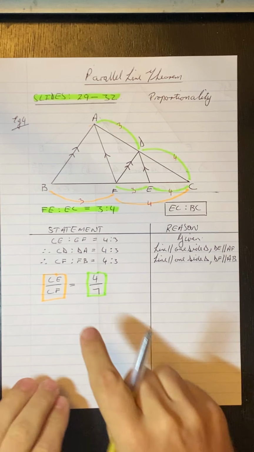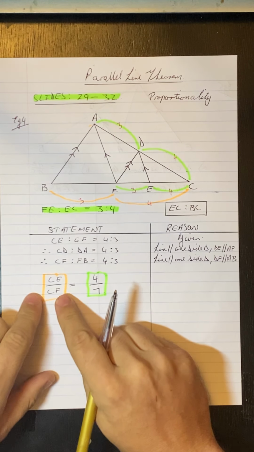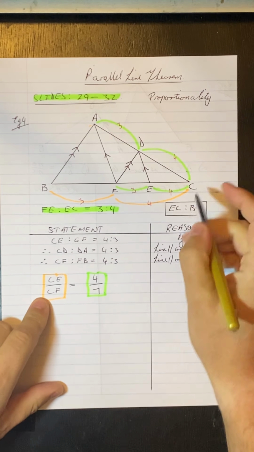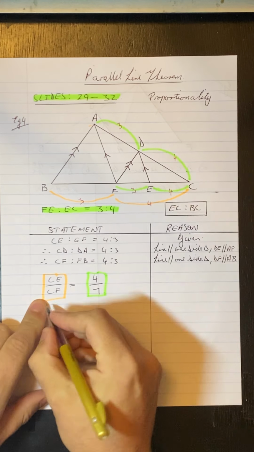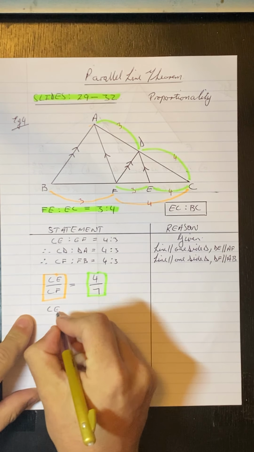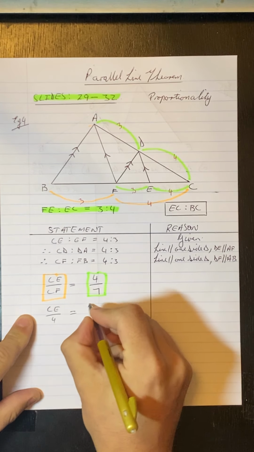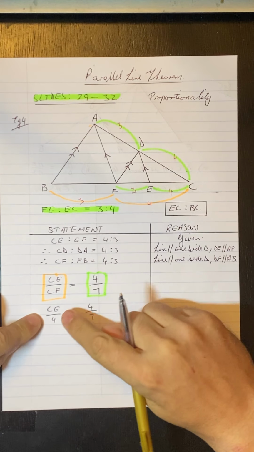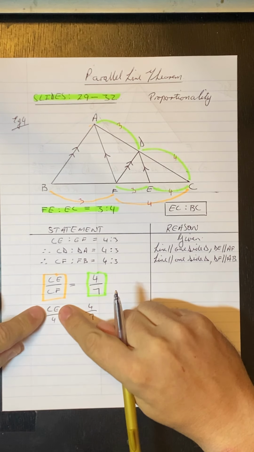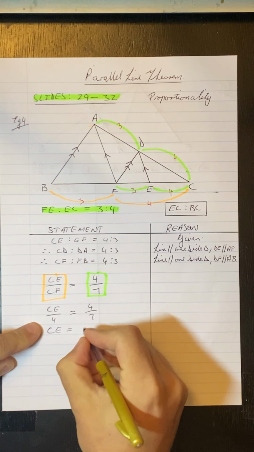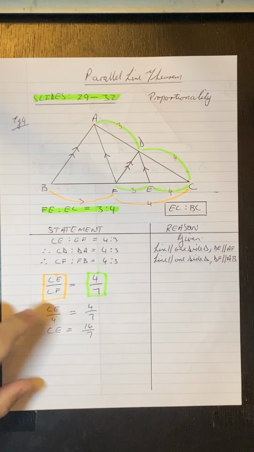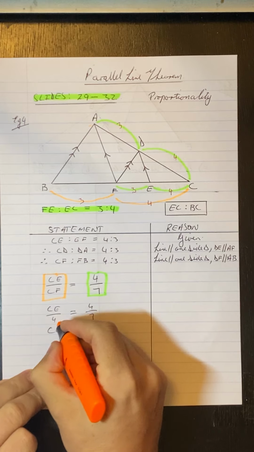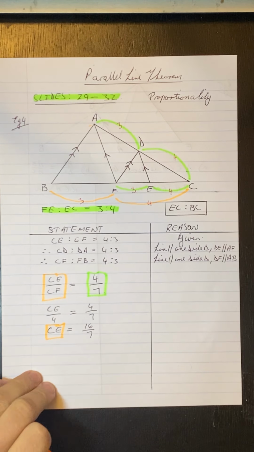Now, in terms of the orange bit, I know what my CF is. My CF is 4 parts. So we get here CE over 4 is equal to 4 over 7. Okay. And I have got CE from the orange bit, and I can get it on its own. So now we can say that CE is equal to 16 over 7. And remember that this was the orange one from there.